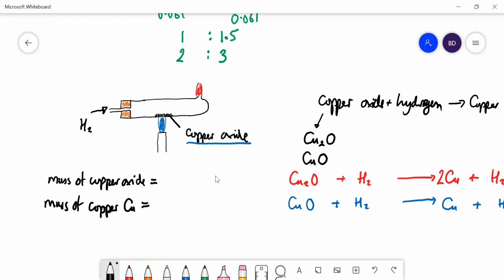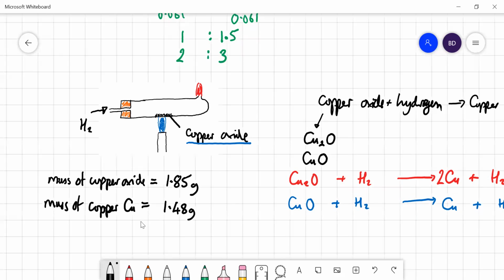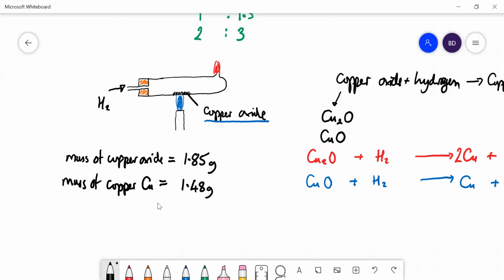Okay, so we did this experiment, and on this occasion we added 1.85 grams of copper oxide, and we ended up with 1.48 grams of copper. So we can't work out the moles of copper oxide, because moles is equal to mass over Mr, but we don't know what the Mr of the copper oxide is, because we don't know whether it's copper 2 or copper 1 oxide. But we can work out the moles of copper.